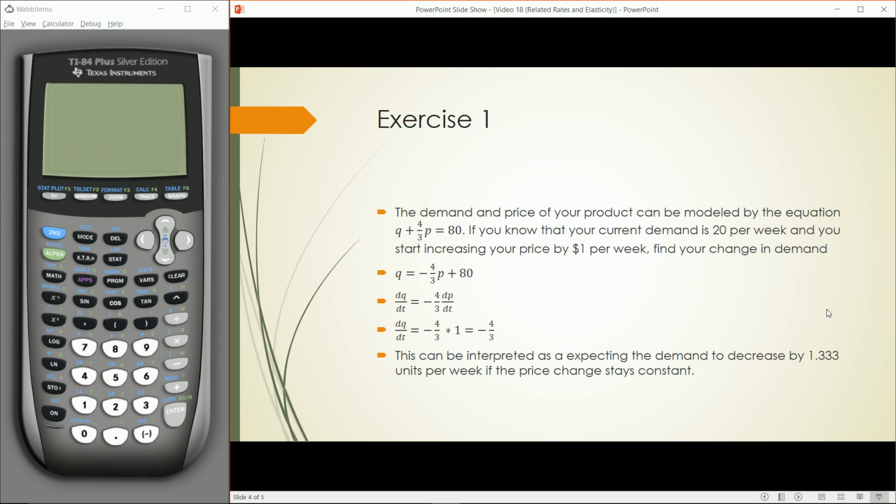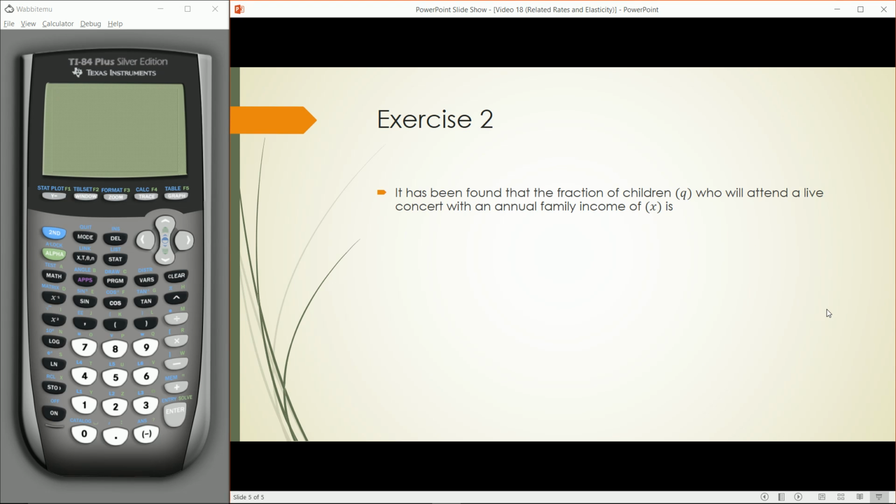All right, so that was the related rate trial. Now let's look at an elasticity one. It can be found that the fraction of children, Q, who attend a live concert where their family has a family annual income of X can be modeled by this equation here, where X is in $1,000. Find the elasticity at an income level of $30,000. Well, you have to use this equation. Go ahead and try from here.